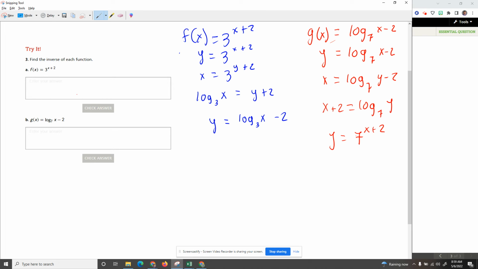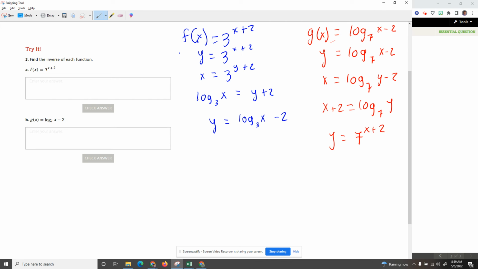All right, in blue, I looked at part A. So first, I changed it from f of x to y, then switched the x and the y, converted it to a log equation, subtracted 2, and you end up with y equals log base 3 of x minus 2.